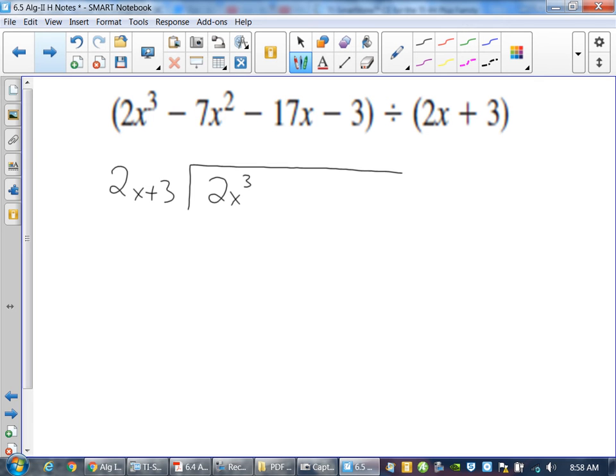Before you write everything out, always make sure that what you're dividing into is in descending order, and you have placeholders for any degrees not represented. Does that make sense? So I have a third degree polynomial, I should have 4 terms. If I don't have 4 terms here, I need to put a placeholder in like 0x or 0x squared or something like that, all right? If you don't do that, you're going to be wrong right away.